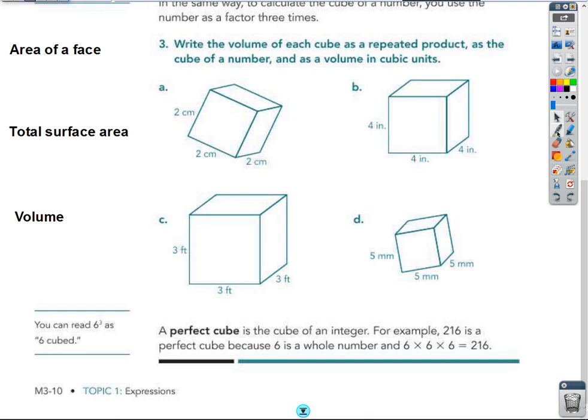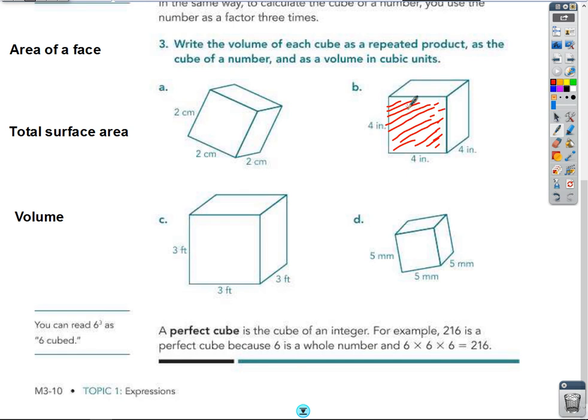So let's start off with B for visual purposes. The first thing we want to do is find the area of a face. How will we find the area of a face for this cube? Well, any of these sides could be considered faces, and we should know that a cube has 6 different faces. If I'm just focused on this face right here, that is the shape of a square.